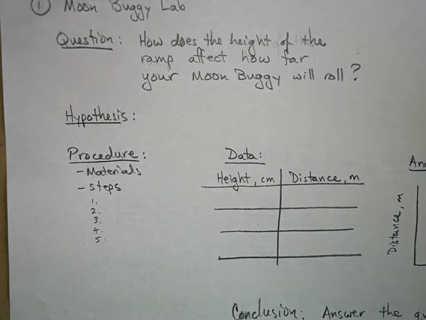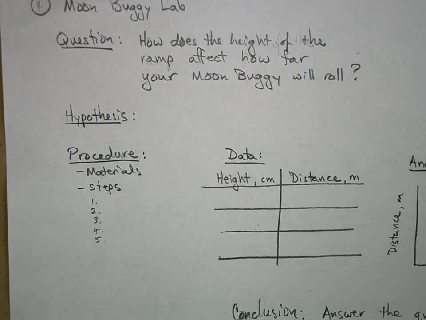Now, who has the car that rolls all the way across the room? Okay. You guys will probably need, or if your car really rolls a long ways, you're going to want to pick fairly small heights, like 5 centimeters, 10 centimeters, 15 centimeters. Now, if your car doesn't roll very far, okay, you can pick higher heights, like 10 centimeters, 20 centimeters, 30 centimeters, okay?